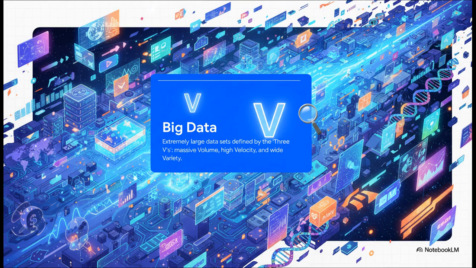Think of it this way. Volume is the sheer size of the ocean. Velocity is a tsunami hitting the shore every single second. And variety is that wave containing not just water, but sand, photos, videos, and sensor readings all at once.